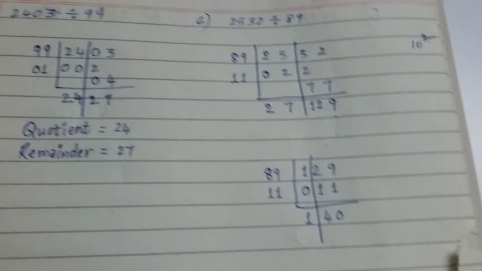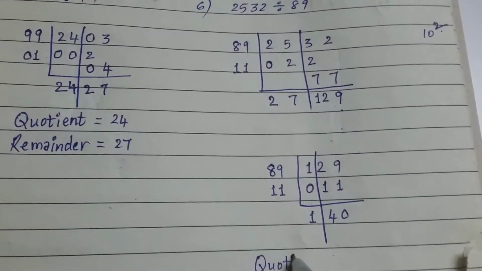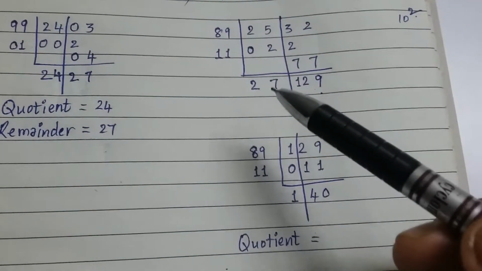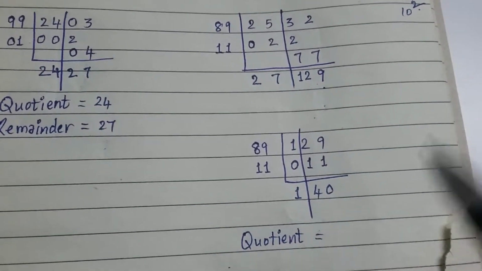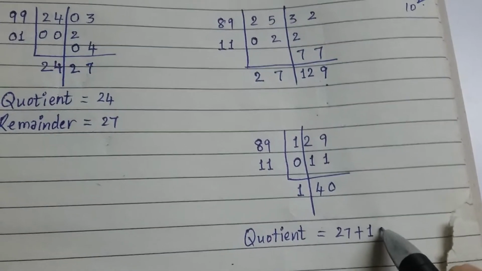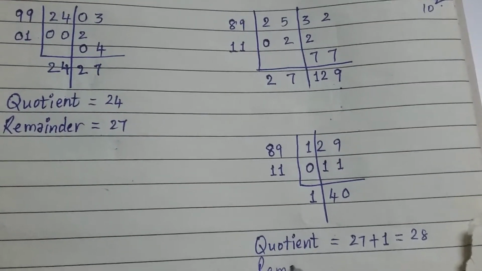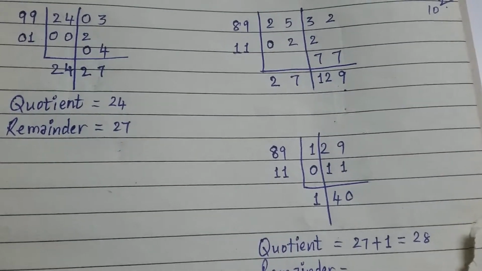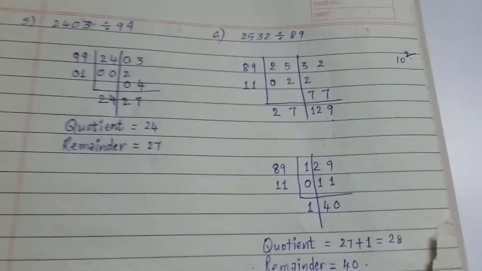So our final quotient for this problem is equal to the previous quotient, 27, plus the present quotient, 1. So the final quotient is 27 plus 1, which is 28. And the final remainder here is 40, so put 40 here.